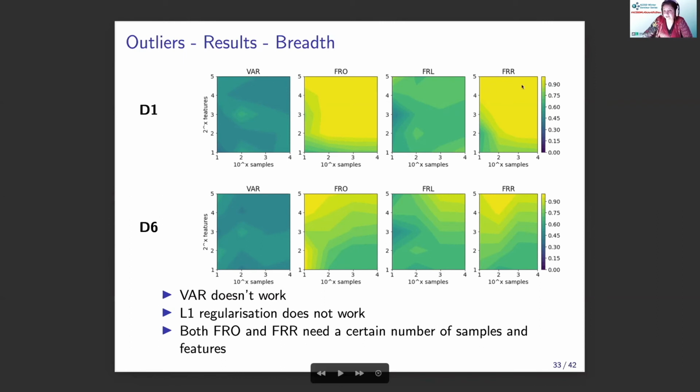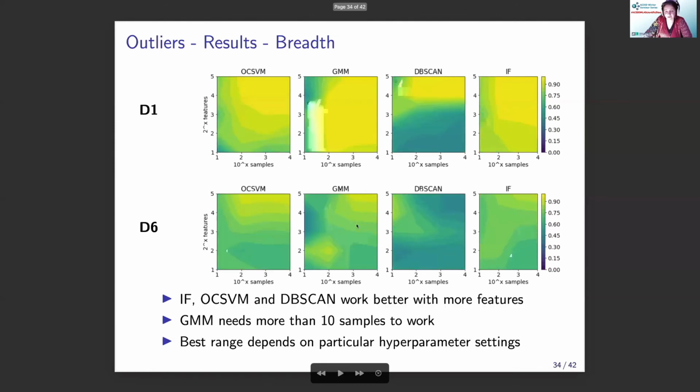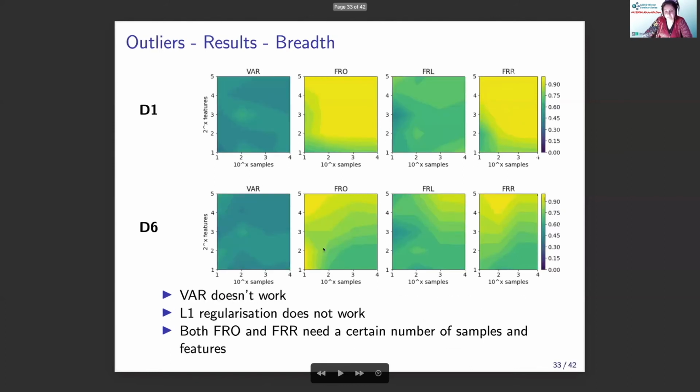The same is said of the ridge-based regression, only it's not quite so successful with slightly fewer samples. The same is true in D6, although the nonlinearity does make it much harder for both of these algorithms to work with. However, it's clear that with a certain number of features, it is more successful, and it gets more successful the more features it has. So in fact, you could say here it is turning the curse of dimensionality into a blessing. So both of them need a certain number of samples and a certain number of features, but not too many. It's surprising how well they do.